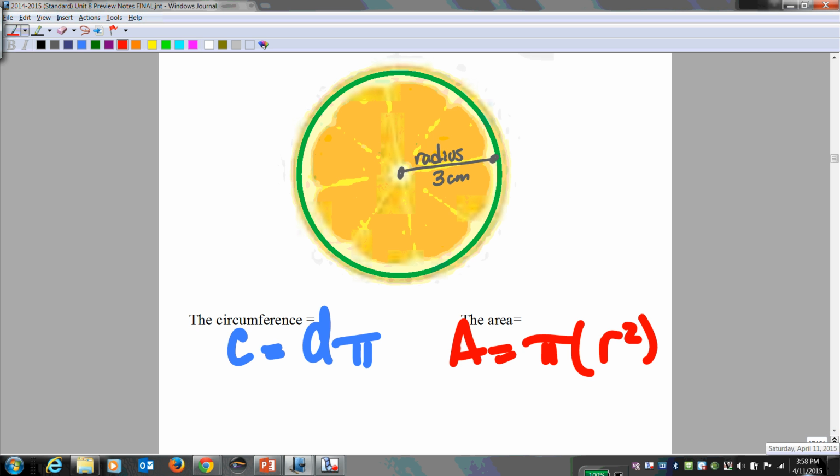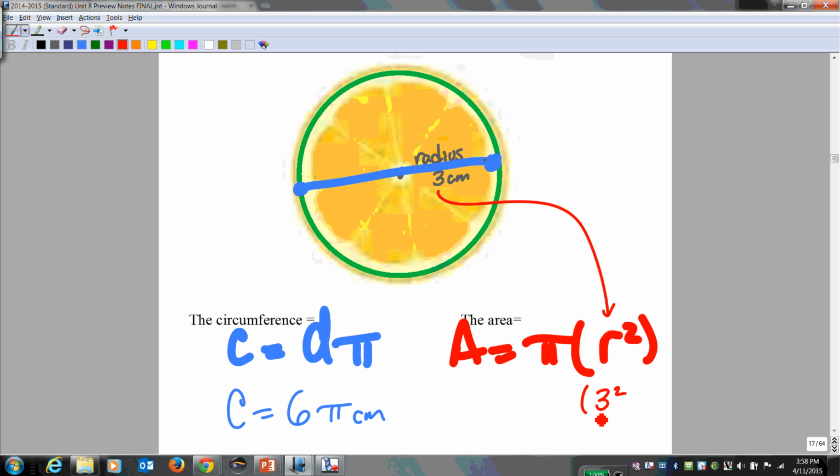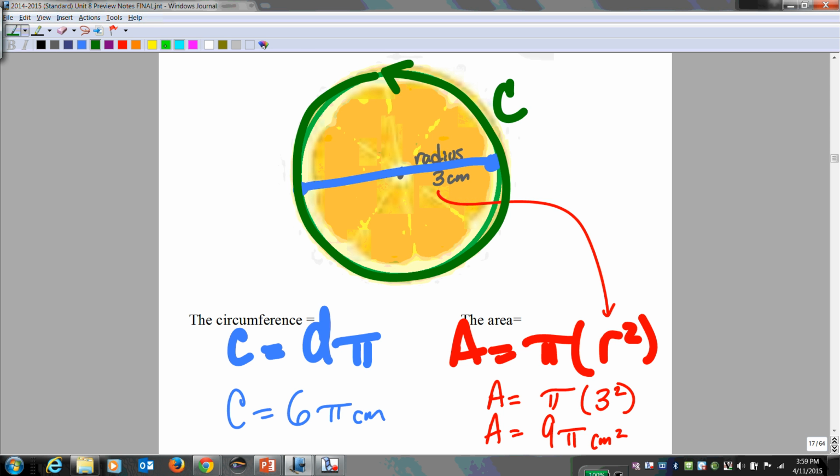So I trace this out. Remember, never ever trust your eyeballs. Your diameter is not 3. Your diameter is 6. So C equals 6 pi centimeters. Here, our radius is 3. So our area equals 9 pi centimeters squared. Simple enough. Circumference, which is the length around the edge, that's circumference. And of course, area is the inside. Keep that in mind as we go on.